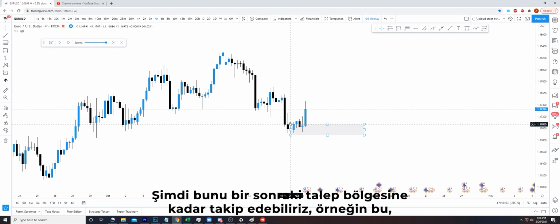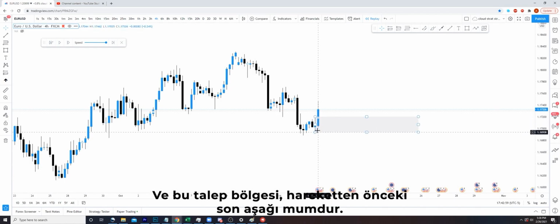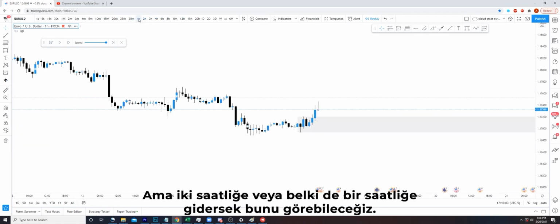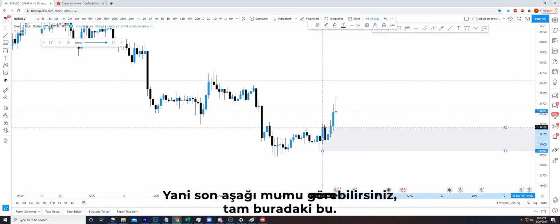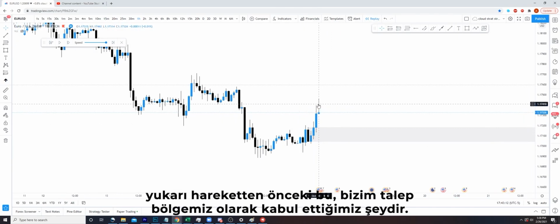Now, we can keep following that to the next demand zone, which is this one, for instance, right here, okay? And that demand zone is the last down candle before the up move. So actually, it's not in this case, but if we go to a 2 hour or maybe even a 1 hour, we'll be able to see that. So there it is, right? So you can see the last down candle, this one right here. So we'll just highlight that. That's all we're doing right now. Before the up move is what we consider to be our demand zone.